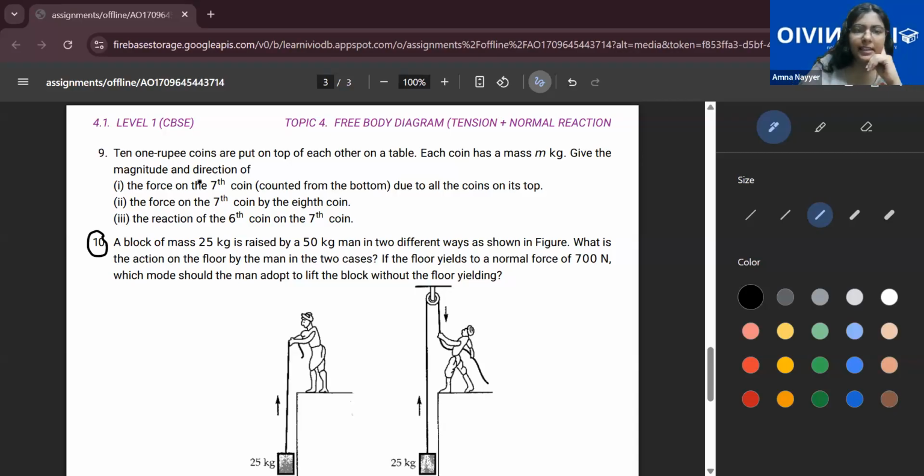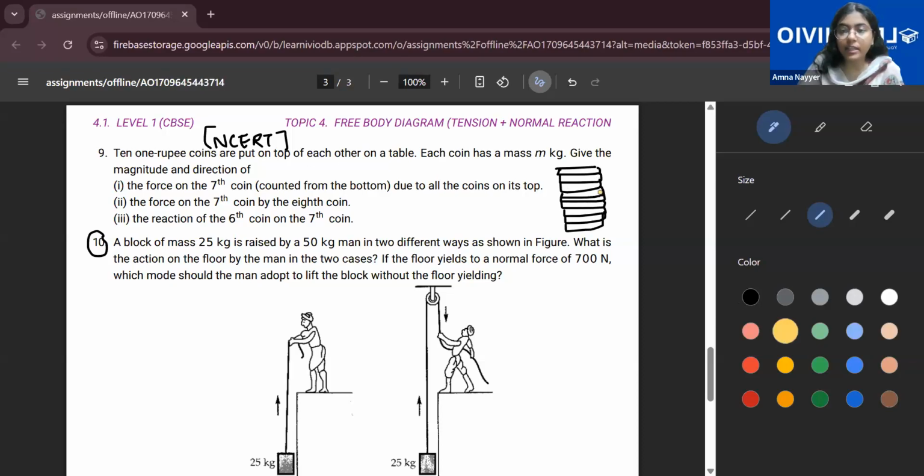9th one. See, this says 10 one-rupee coins are put on top of each other. This is actually a question from your NCERT only. So 10 coins are, it's like one coin, then second coin, third coin, fourth coin, fifth coin, like this. All the coins are present, the pile of coins which we say. Okay, this is how the coins are present. It says each coin has a mass of m. Let's say this has a mass of m.